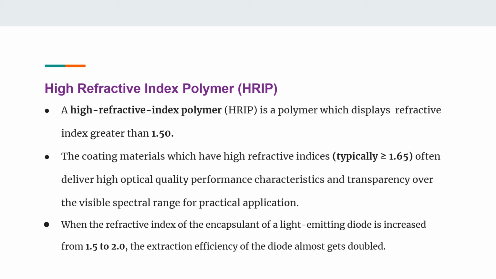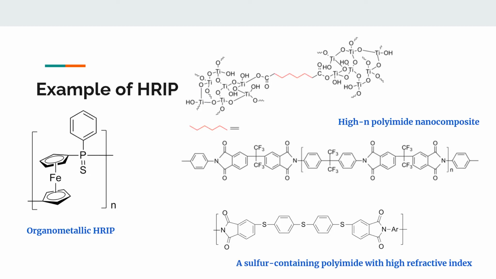When the refractive index of the encapsulant of a light emitting diode is increased from 1.5 to 2.0, the extraction efficiency of the diode almost gets doubled. These are some of the examples of high refractive index polymer. On the left side, you can see an organometallic high refractive index polymer which consists of iron, phosphorus and sulfur. On the right side, you can see a high-n polyimide nanocomposite, and at the bottom we can see a sulfur containing polyimide with high refractive index.